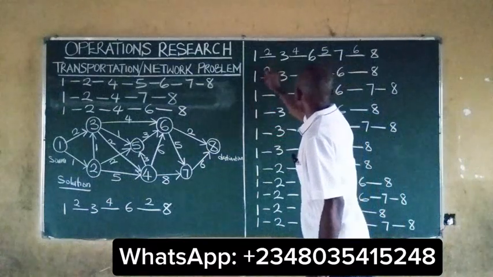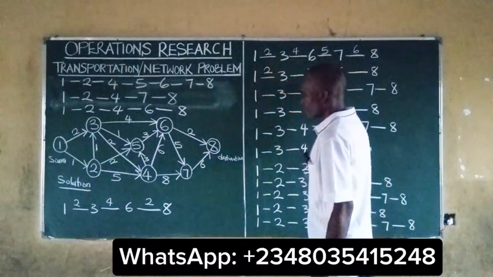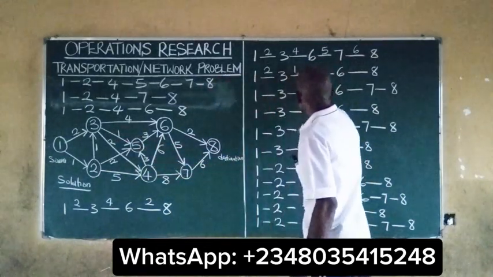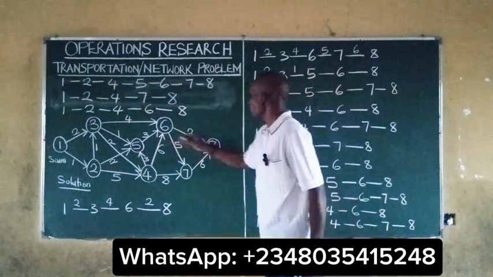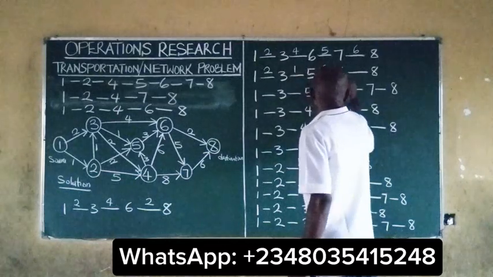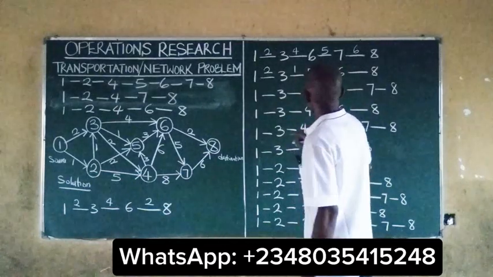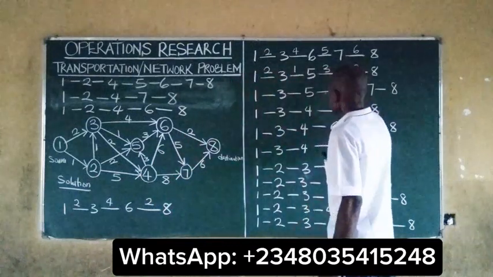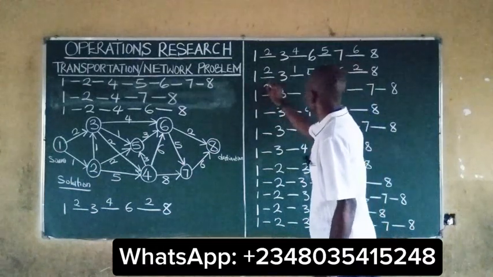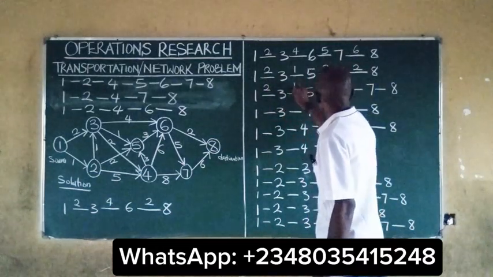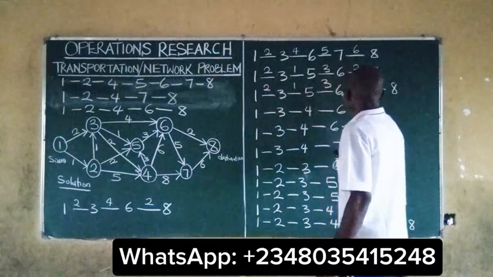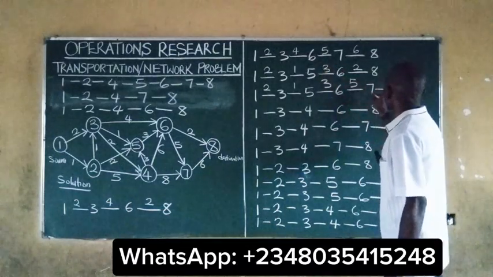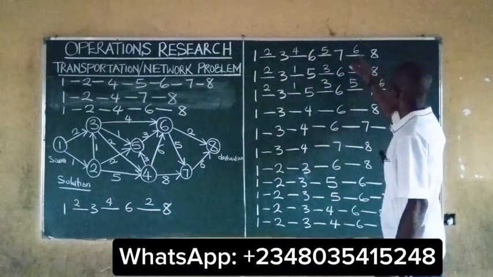Also 1 to 3, we have 2 kilometers. 3 to 5, we have 1 kilometer. 5 to 6, we have 3 kilometers. 6 to 8, we have 2 kilometers. Also 1 to 3, 2 kilometers. 3 to 5, 1 kilometer. 5 to 6, 3 kilometers. 6 to 7, 5 kilometers. 7 to 8, 6 kilometers.